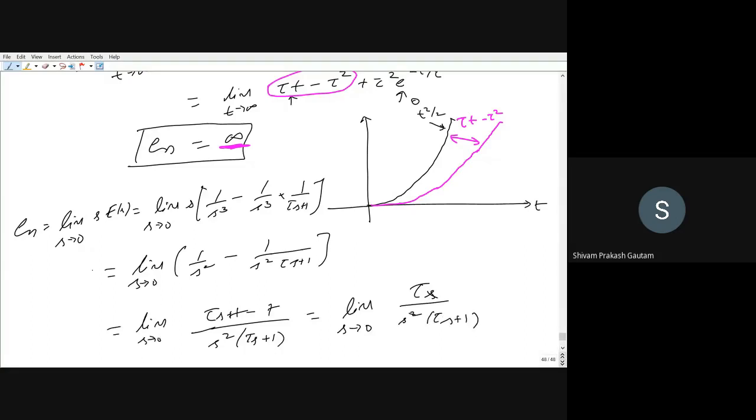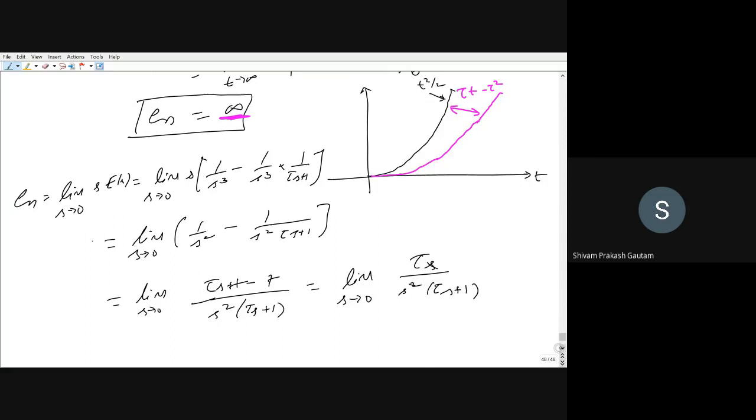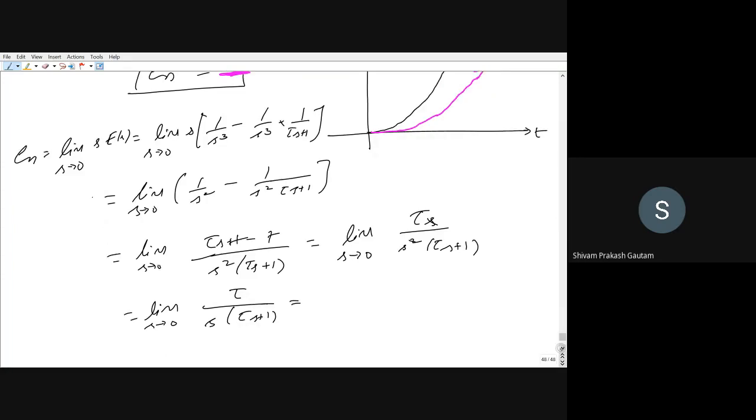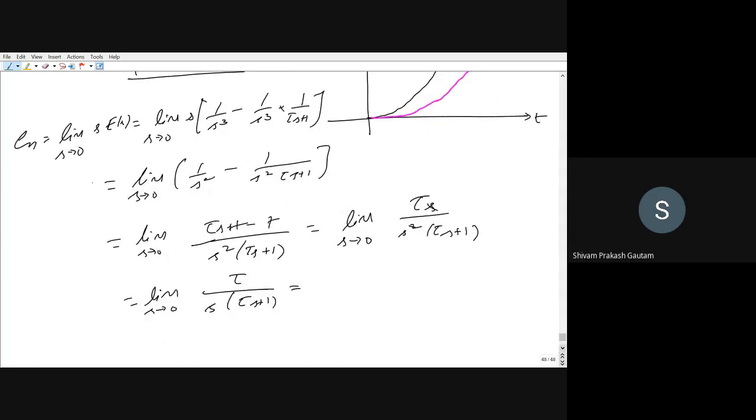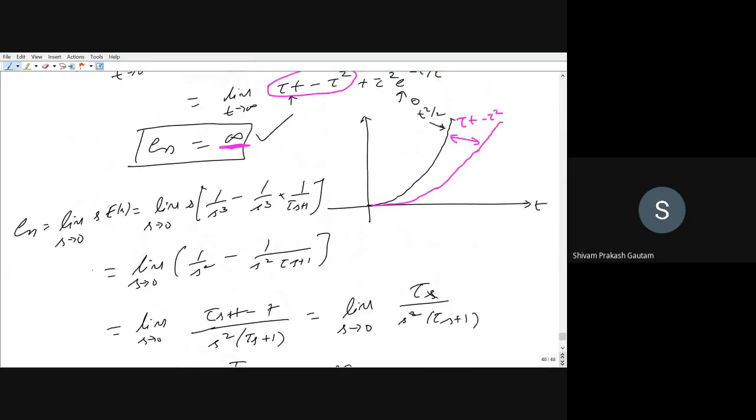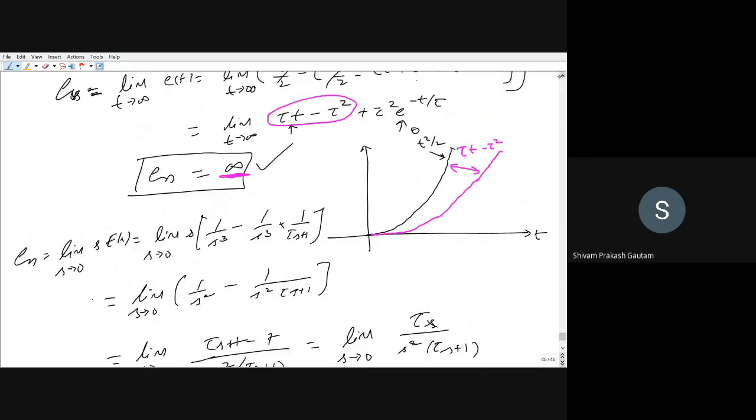This s and s will cancel out. We will have limit s tends to 0, tau upon s (tau s plus 1). Now we cannot do any further simplification. Now we have to put the limit. If you put limit s equal to 0, what will be the error? Infinite, because there is an s in the denominator. So the error from both cases is coming out to be infinite. The error we calculated from the final value theorem and from time domain analysis, any way you calculate it, will be infinite.